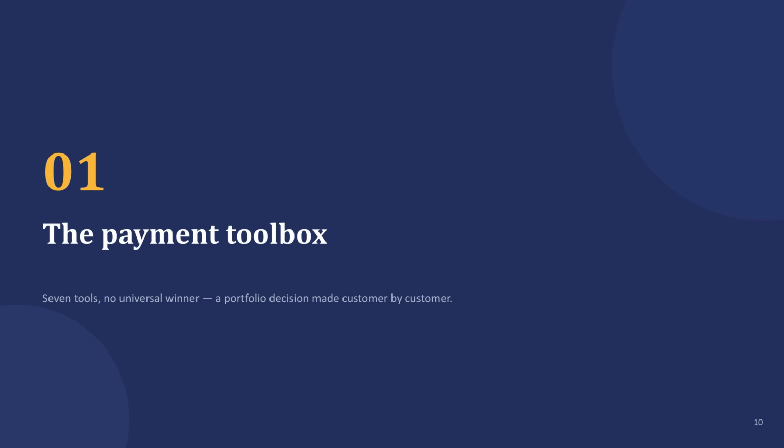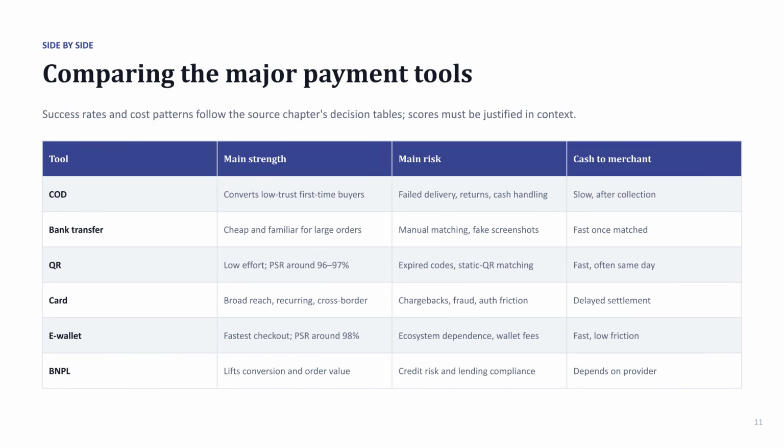Next, we explore the payment toolbox. There is no single universal winner here. Selecting the right tools is a strategic decision you make for every customer. When comparing major payment tools, we must look at their strengths, risks, and impact on cash flow. Success rates and cost patterns vary significantly, so they must be evaluated within your specific business context.